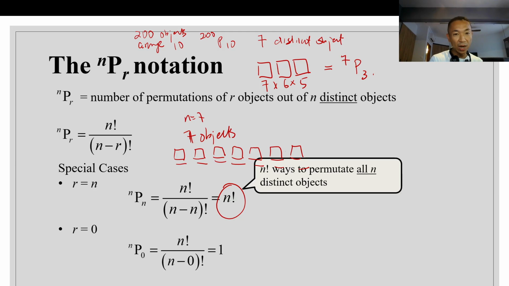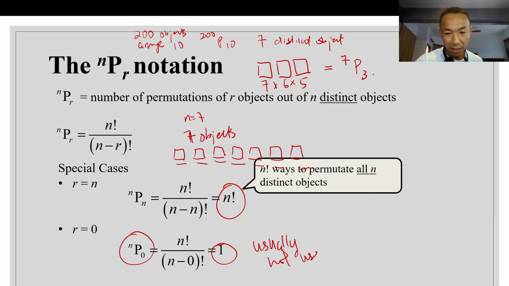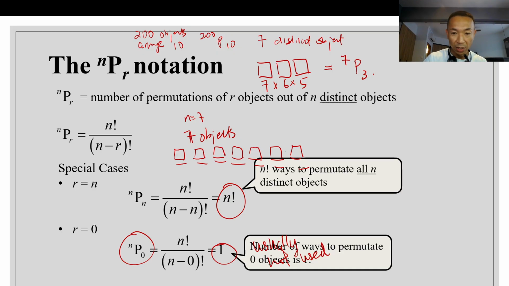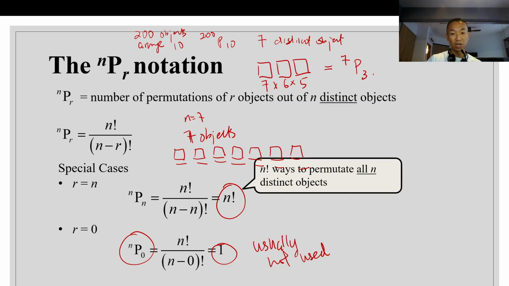Another special case is nP0. nP0 means you want to arrange 0 objects. Of course, there is only one way to arrange 0 objects. It's just one way. This one is usually not used in the A-level syllabus. With that, how many ways can you arrange 0 different objects is just one way. Like I say, it's usually not used.